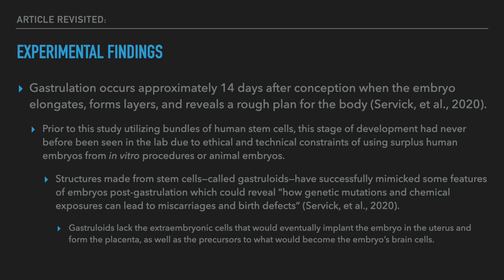Structures made from stem cells, called gastruloids, have successfully mimicked some features of embryos post-gastrulation, which could reveal how genetic mutations and chemical exposures can lead to miscarriages and birth defects. Gastruloids lack the extra embryonic cells that would eventually implant the embryo in the uterus and form the placenta, as well as the precursors to what would become the embryo's brain cells.